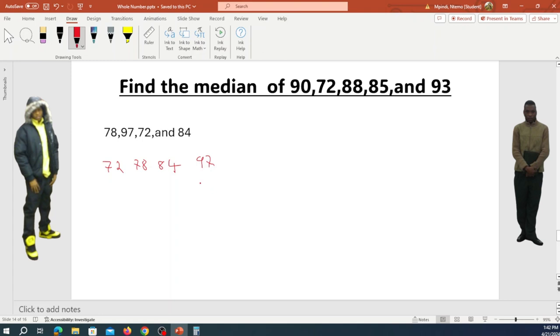Okay. Now we have to find the median in this case. So in this case, I show you guys, I'm going to let you guys do it. Okay. So we're going to go to the next one. You guys do this one.